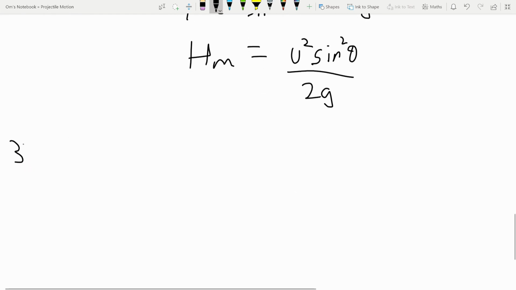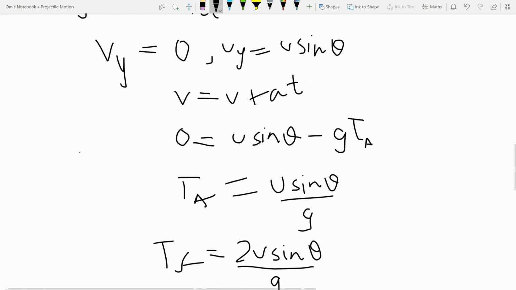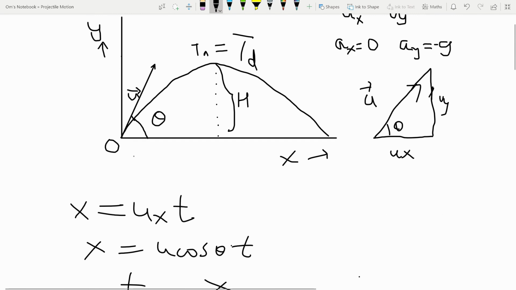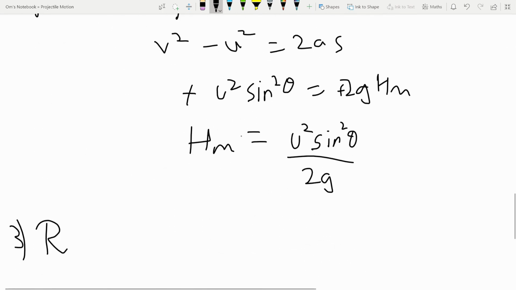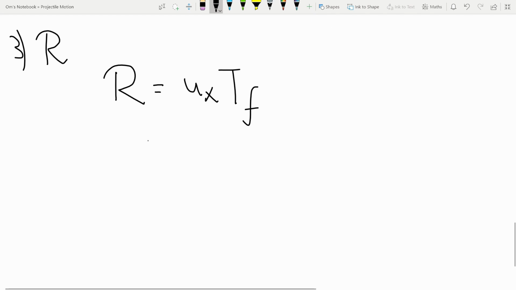And thirdly, what we have is the expression for range, that is the maximum horizontal distance that the projectile covers during its motion. So range, if you want to see over here, is actually this distance over here. So this distance over here is r, and that's what you want to find. What we can actually say is r is equal to ux into time of flight. Again we can use this simple equation because there is no acceleration in the horizontal direction.